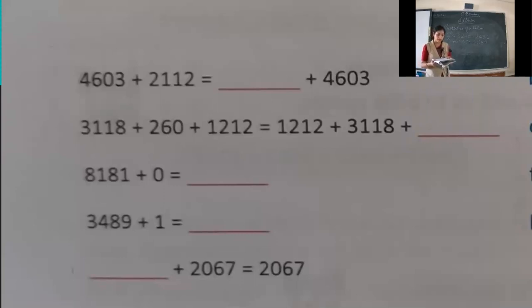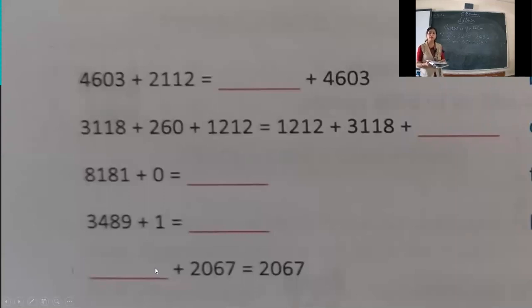Now, 8181 plus 0. So your answer will be 8181. That is the number itself. Next property is 3489 plus 1. So you will get the next number. Write down on your own. Last dash plus 2061 is 2067. So 2067. What you are adding? Nothing. That is 0. Clear?